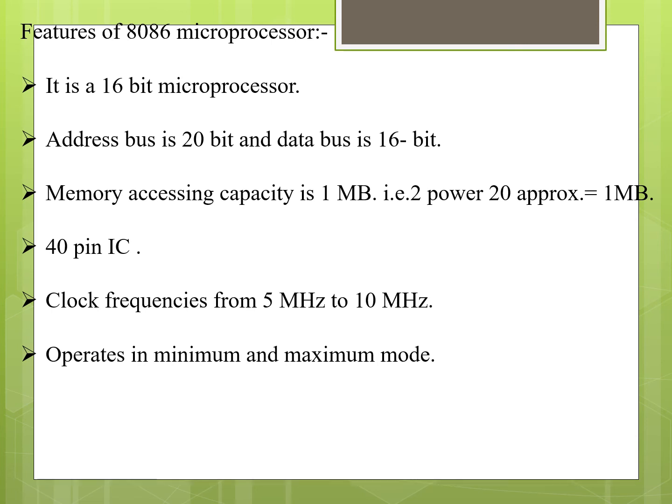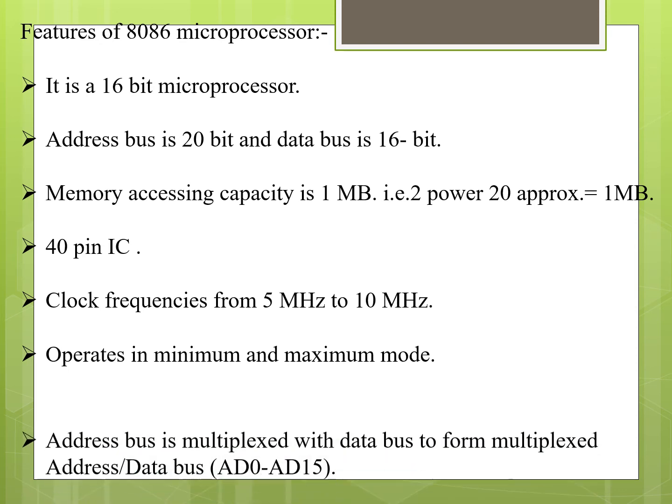Here in microprocessor 8086, there is a separate set of pins, pin number 24 to 31. This set of pins performs one type of function in minimum mode. The same set of pins performs some other function in the maximum mode. So, it operates in both minimum and the maximum mode.